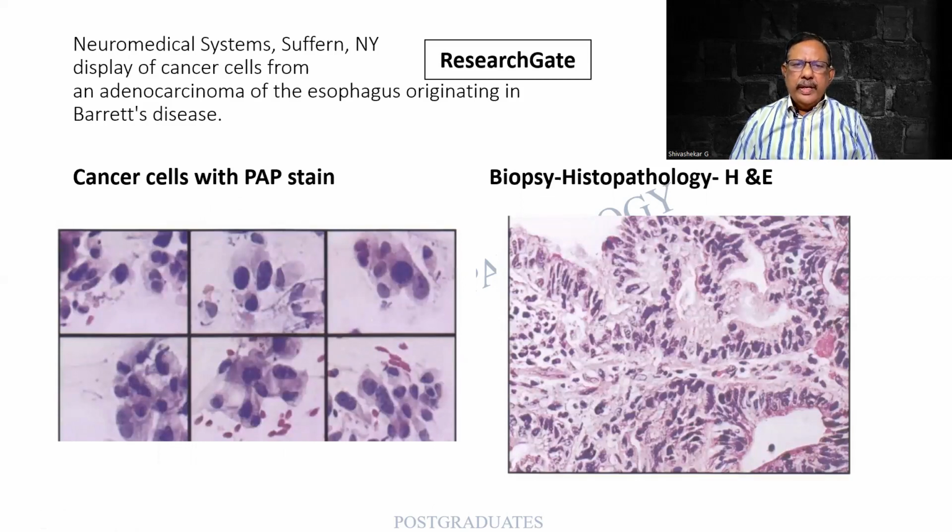Now, what you are seeing is in the neuromedical systems. The PAPNet is not confined to the pap smear of the cervix alone. You find in this there is a display of cancer cells from the esophagus, and they are stained with the pap stain to be found out to be an adenocarcinoma at a later date. This is the histopathology with the H&E stain, thanks to ResearchGate and one of the previous references that I have quoted. So this is incidentally what is happening.